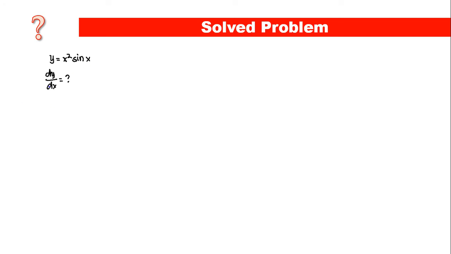Okay? So to get the y prime or dy dx ng product ng dalawang functions, it will be the first function, which is x squared, times the derivative, yan, ng second function. Okay? Sine of x, plus the second function, that's the sine of x, times the derivative of the first function, which is x squared. Okay? So ito ay product rule. Okay guys, pakitandaan, yung ating product rule, ginamit natin dito.